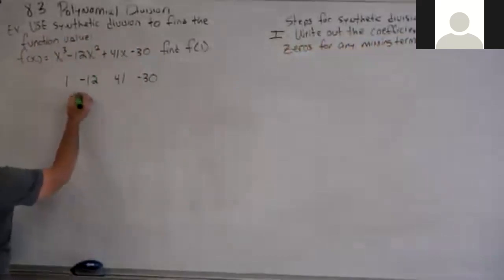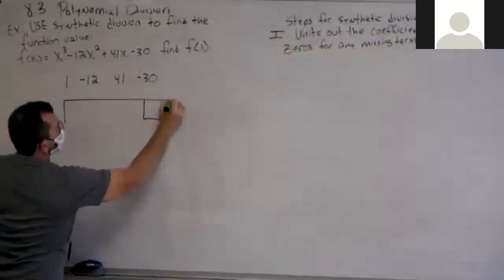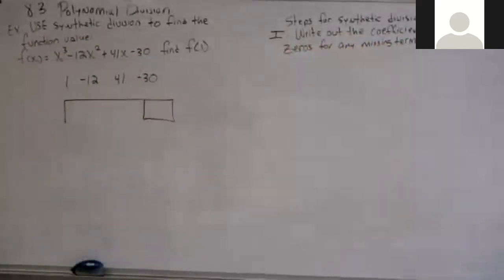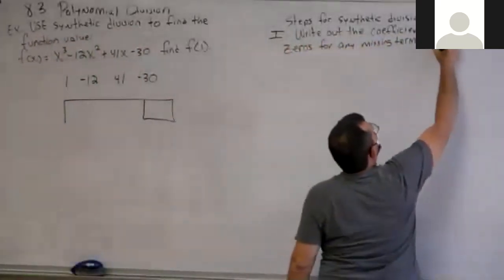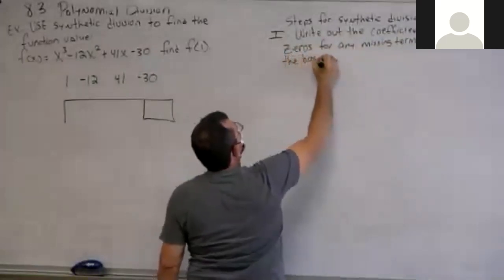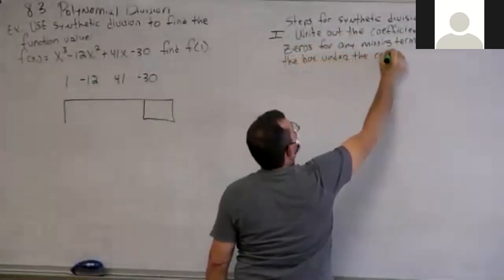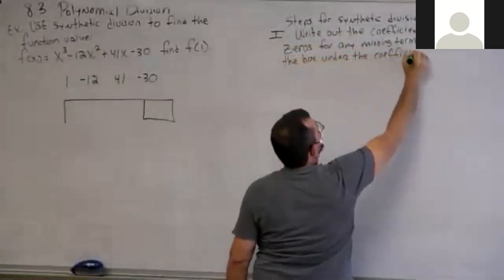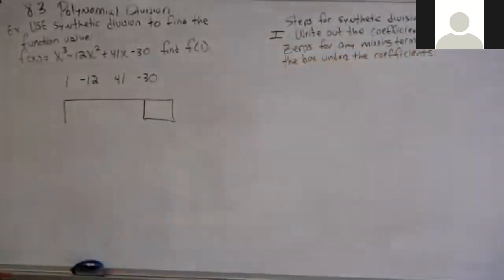All right, underneath these coefficients, I leave a little space, and then I'm going to draw a box under here. So then I just draw the box under the coefficients. Okay, that's the first thing.